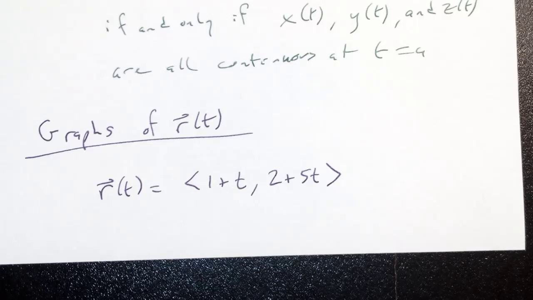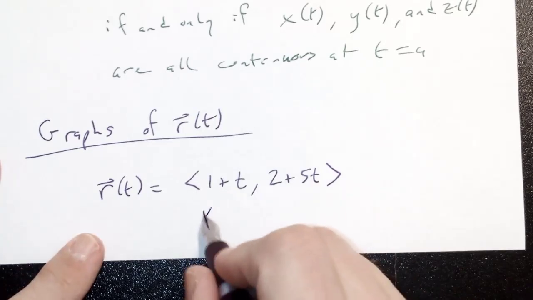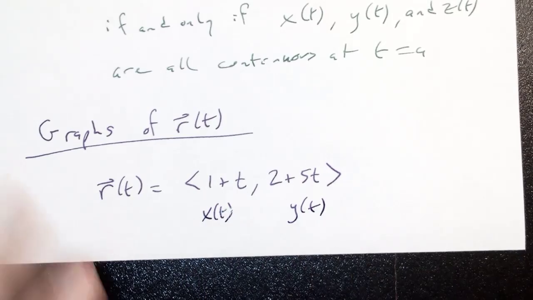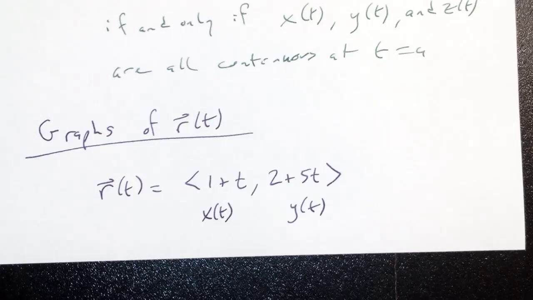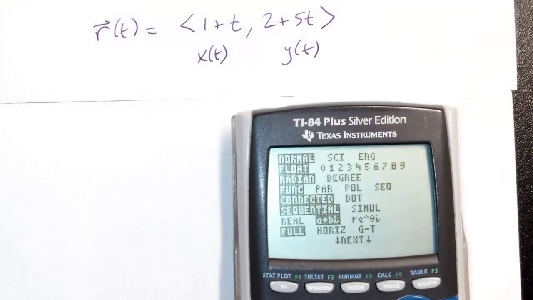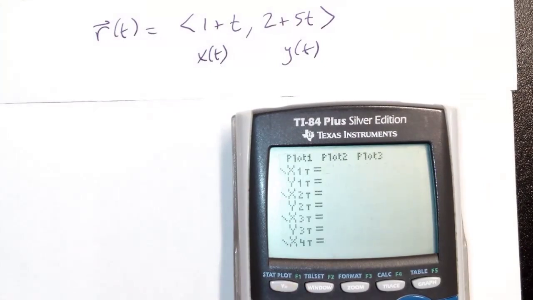I can go into parametric mode and set x of t and y of t. And I can draw this. Let's do that. Mode. I got to change the mode to be parametric. Need actual paper so the white balance doesn't mess me up. Here we go. Mode, parametric. Then I go to y equals and I see x of t, y of t: 1 plus t, 2 plus 5t.